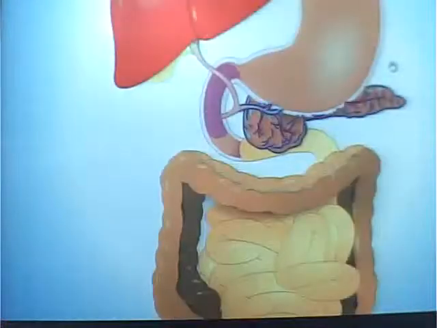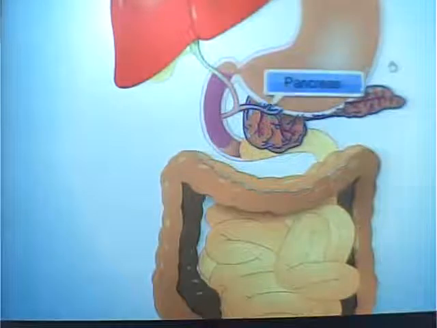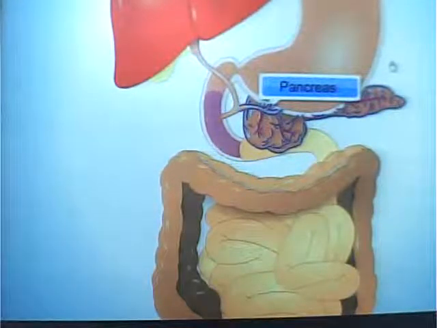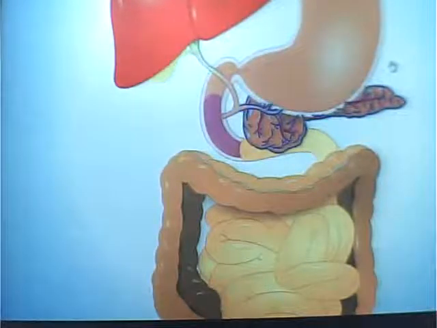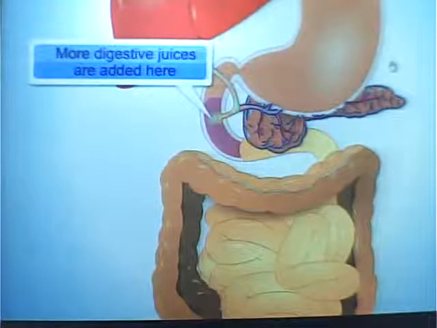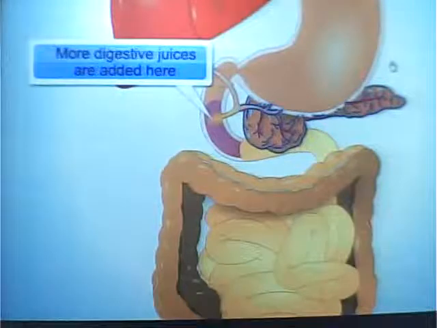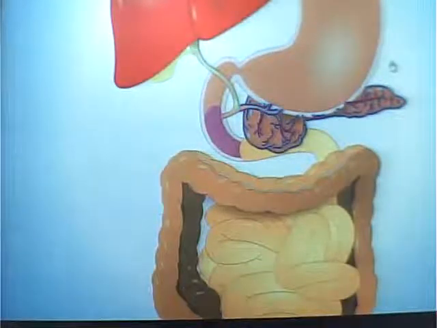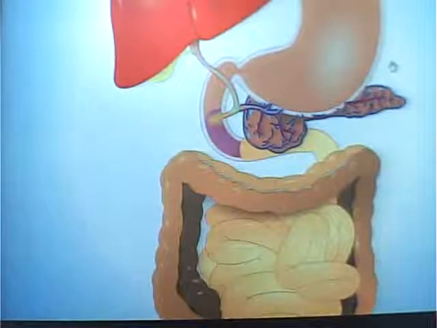Pancreas. The pancreas is a large cream-colored gland located just below the stomach. It secretes pancreatic juice and releases it into the intestine. The pancreatic juice acts on carbohydrates and proteins and changes them into simpler forms.